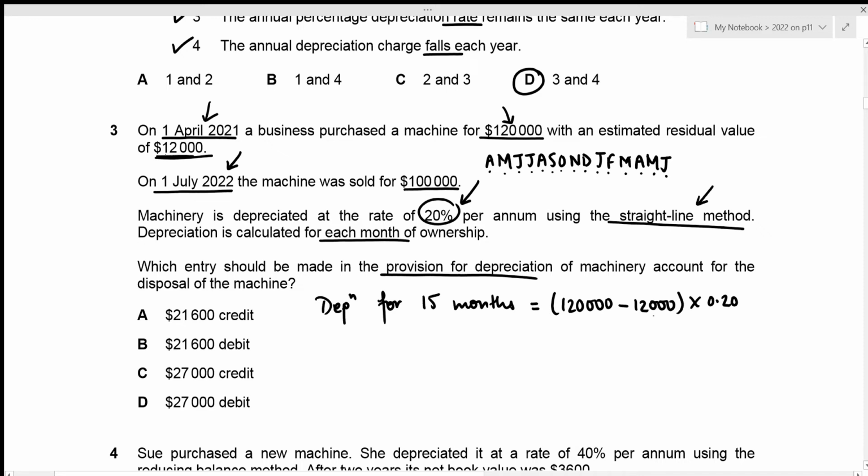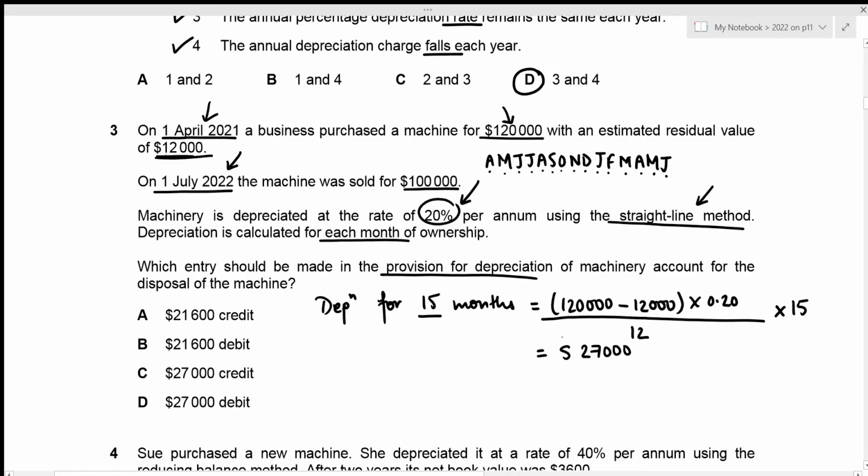So I'm just going to divide it by 12. Now this will be the depreciation charge for 1 month, and we're trying to figure out the depreciation for 15 months. So we can just multiply it by 15 in order to figure out the total depreciation for 15 months. So that's going to be 120,000 minus 12,000 times 0.20 times 15 by 12, which results in our depreciation for 15 months to have the value of 27,000.